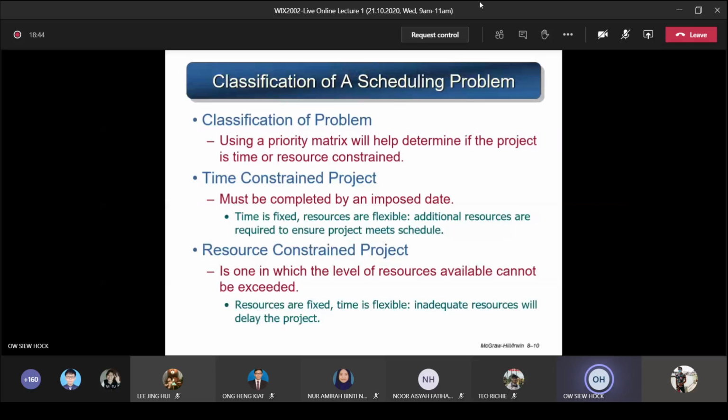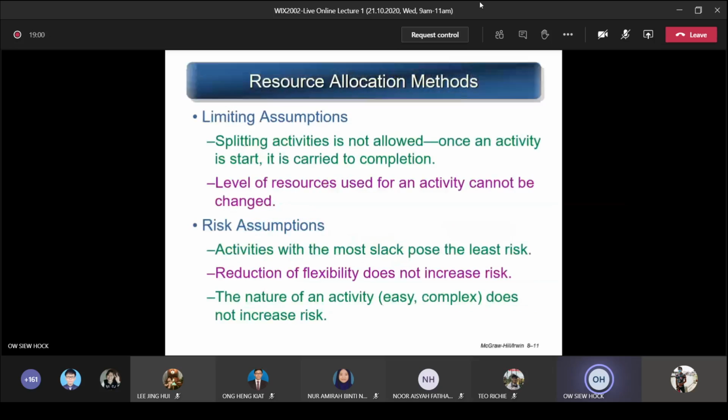You can extend or you can shorten it. Inadequate resources will delay the project. In this case, because it's resource constrained, if you don't have enough manpower or enough material or equipment, it will cause the project to be delayed. Then you must learn how to overcome the resource constraint problem.